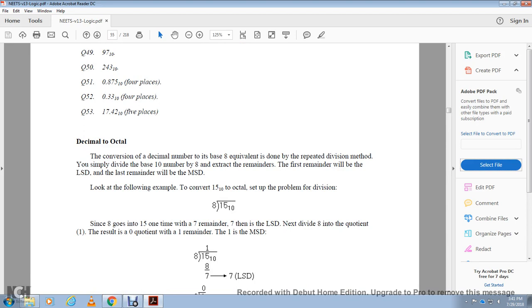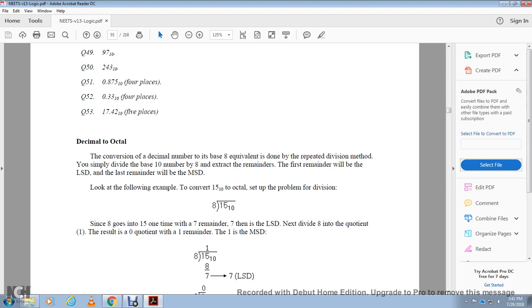Alright, decimal to octal. The conversion of a decimal number to its base 8 equivalent is done by the repeated division method. You simply divide the base 10 number by 8 and extract the remainders. The first remainder will be the least significant digit, and the last remainder will be the most significant. Look at the following example.